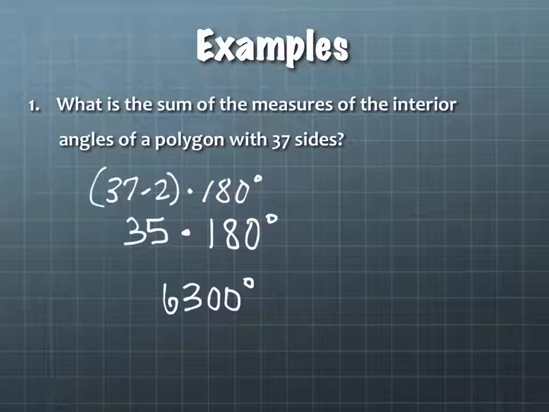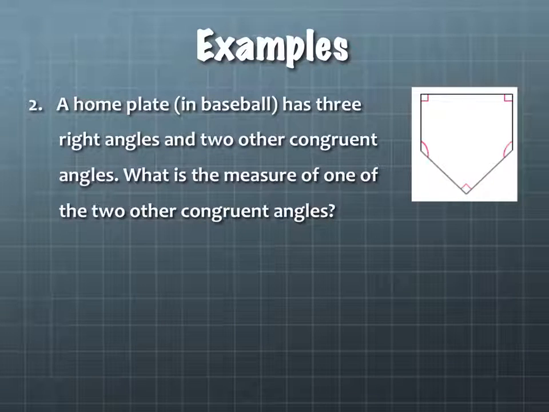All right, let's do an example with a shape that you are familiar with. Home plate in baseball, whether you watch baseball or not, I know you've seen this shape before, has 3 congruent right angles. The top 2 in this picture and the bottom one. And the other 2 angles are also congruent. What is the measure of one of the other 2 congruent angles?